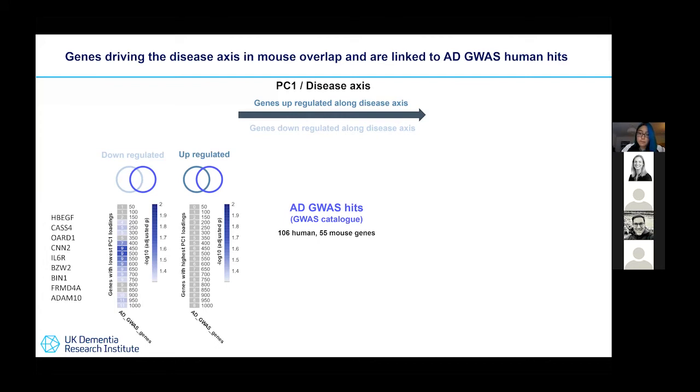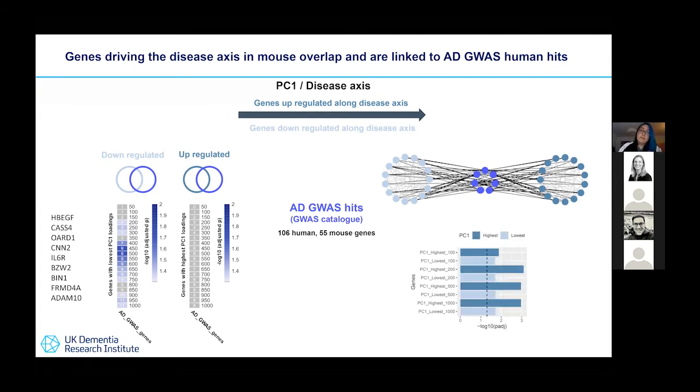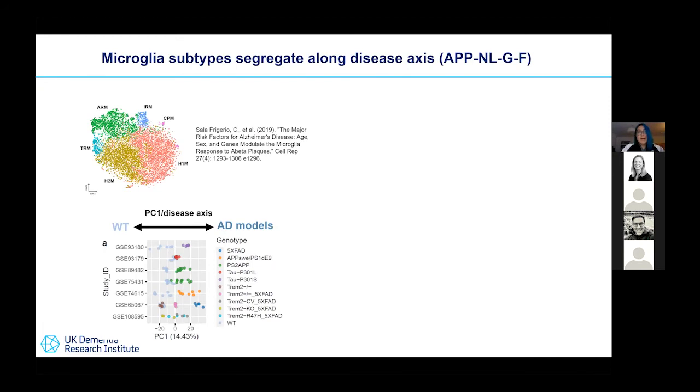Not only that, we also tried to relate these genes that are changing along this disease axis with AD GWAS hits through protein-protein interactions. And we actually find more protein-protein interactions between these genes and both the genes that are upregulated and downregulated with the disease axis. We then asked whether we could associate the microglia responses that have already been characterized in microglia subtypes to our disease axis.